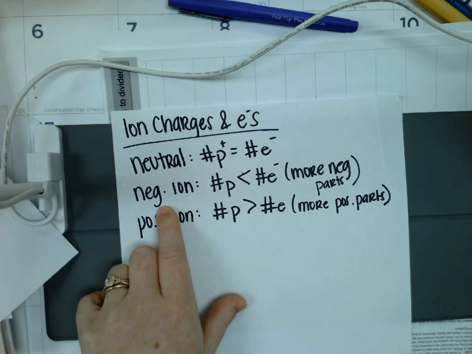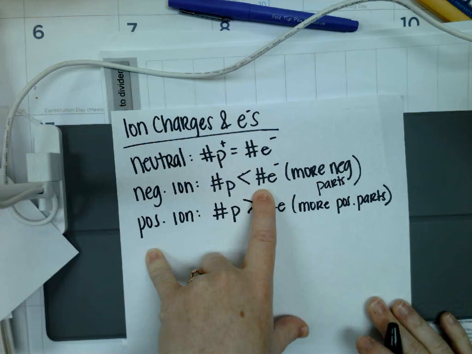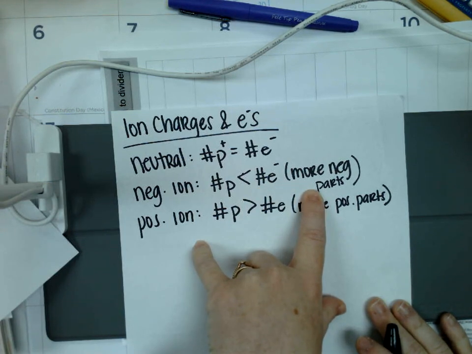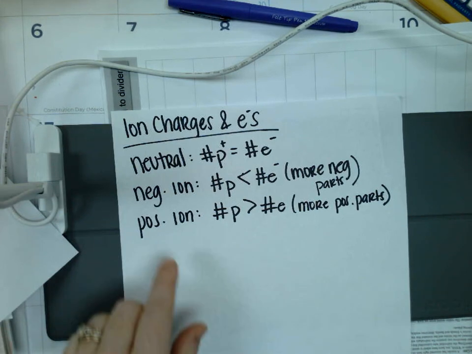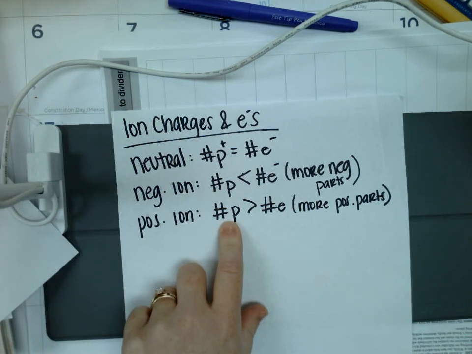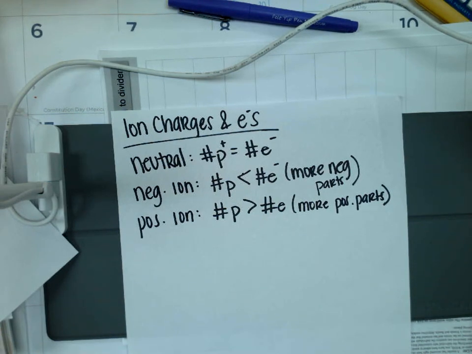If you have a negative ion, so you see a negative charge on your ion, then that means that your number of protons is less than your number of electrons, because you should have more negative parts for it to have a negative charge, right? The negatives didn't get canceled out. And then for a positive ion, the number of protons is greater than the number of electrons. You should have more positive parts for that.